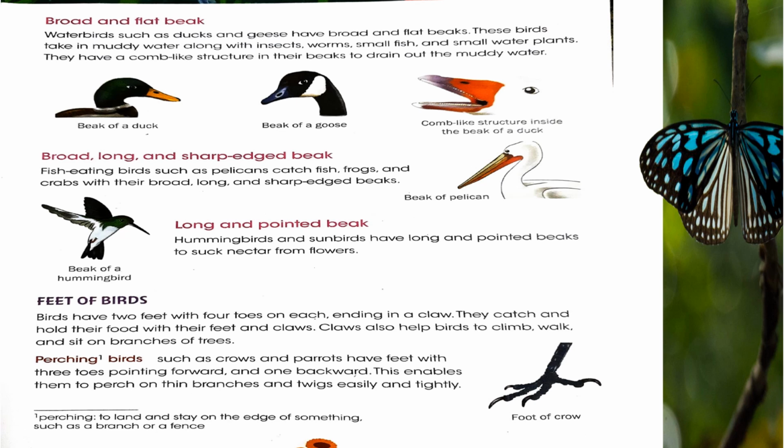Let's see the feet of birds. Birds have 2 feet with 4 toes on each, ending in a claw. They catch and hold their food with their feet and claws. Claws also help birds to climb, walk, and sit on branches of trees. First are perching birds, such as crows and parrots, which have feet with 3 toes pointing forward and one backward. This enables them to perch on thin branches and swings easily and tightly. You can see the foot of a crow.